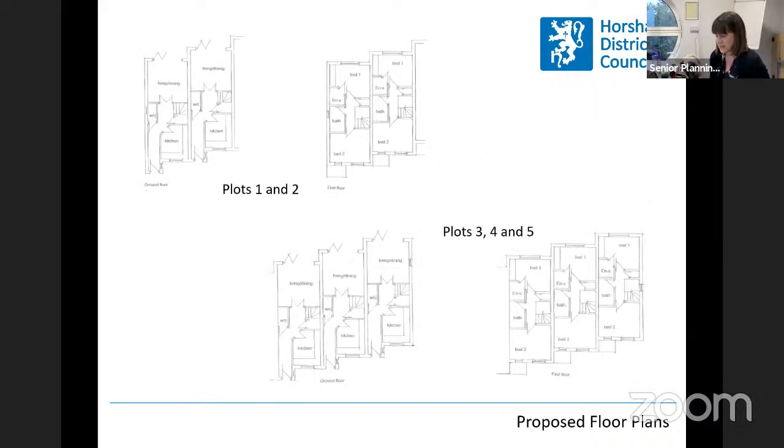Each dwelling would facilitate the creation of a living room, dining room at the rear of the property, a kitchen at the front and WC facilities at ground floor level, and 2 bedrooms and 2 bathrooms at first floor level.